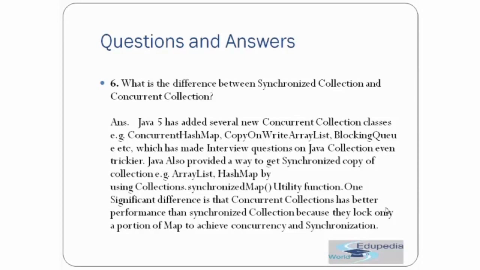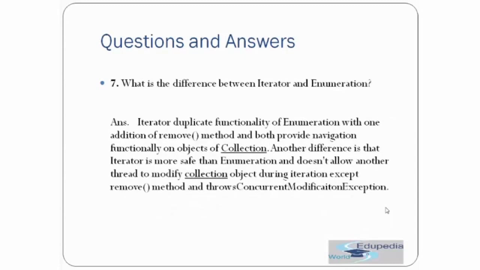So that means the complete collection is locked, not a portion. Therefore it's a bit slower to use a synchronized collection, because it's locking your whole collection. It's making it completely thread safe by locking it for one thread. It's not allowing concurrency, that's why it's a bit slower. Okay, so that's the difference between synchronized collection and concurrent collection. Now let's move forward and see what's the difference between iterator and enumerator.